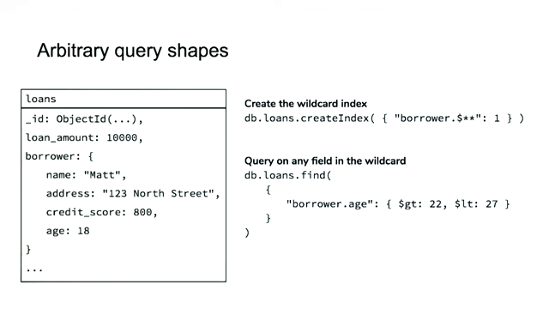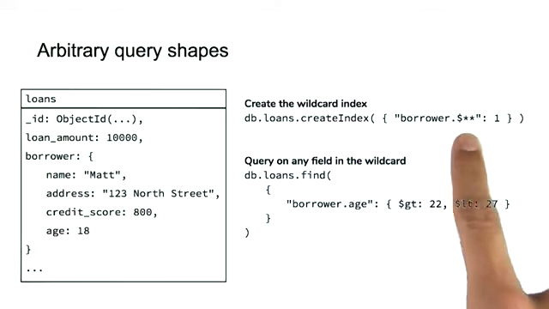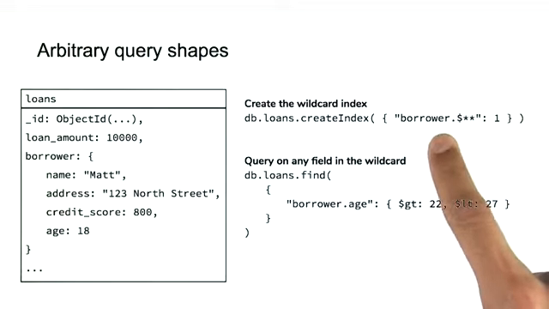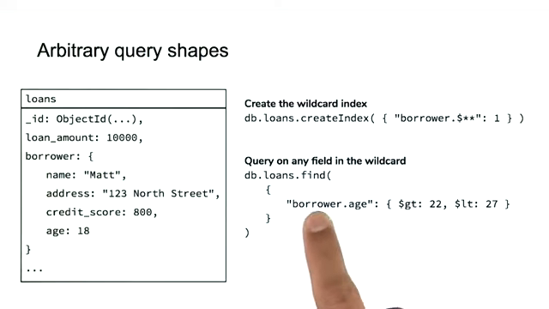So to enable this sort of open-ended data exploration, we can create a wildcard index on every field in the borrower subdocument. We create the index with the createIndex command, but instead of a regular field here, we use this notation to denote all the subpaths of the borrower subdocument. Then when we query on age or any other field in the borrower subdocument, we know that this query will be supported by at least a single field index.